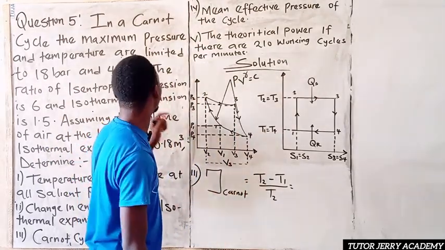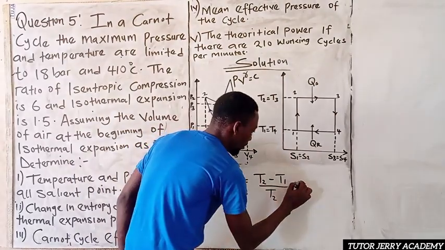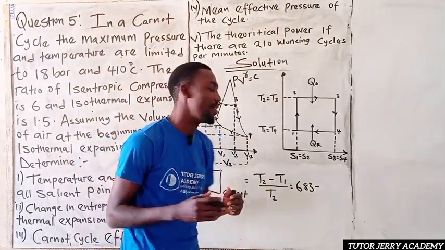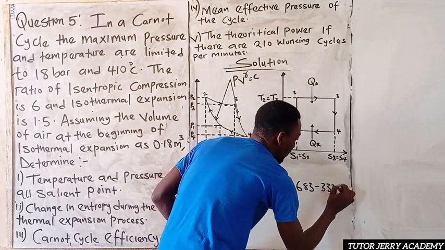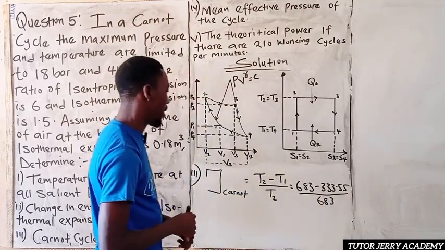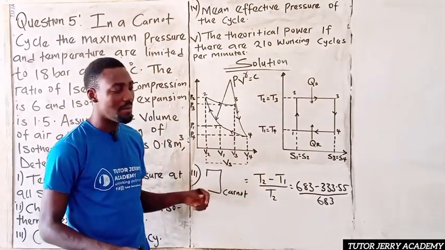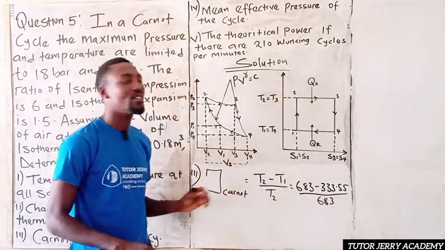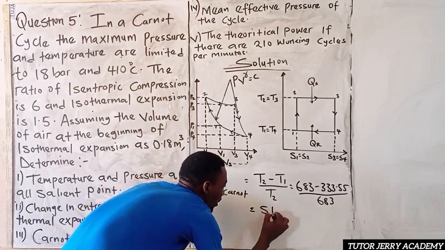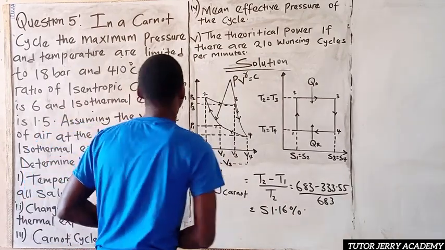Our T2 is given to us in the question, and we said we convert it to Kelvin, which is 683. And our T1 is nothing but 333.55, all over 683. All right. Now if you press that and convert, any answer that you get, multiply that by 100. Exactly. So your answer is going to be 51.16%. All right, we are done with that question as well.